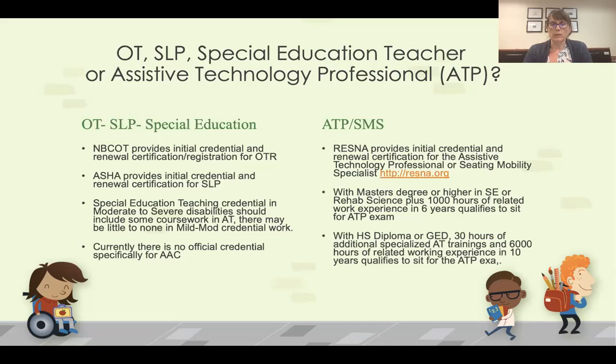So that kind of explains it: there's no official credential for AAC specifically. But as MildMod teachers, you're probably not interacting so much with students using AAC, so that's not as much of a concern. Here we go.